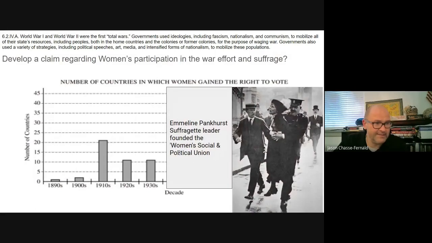And we talk about this in class, that because women got behind the war effort, this is one of the reasons why we see suffrage being granted. The sins of Emmeline Pankhurst in England are going to be forgiven.